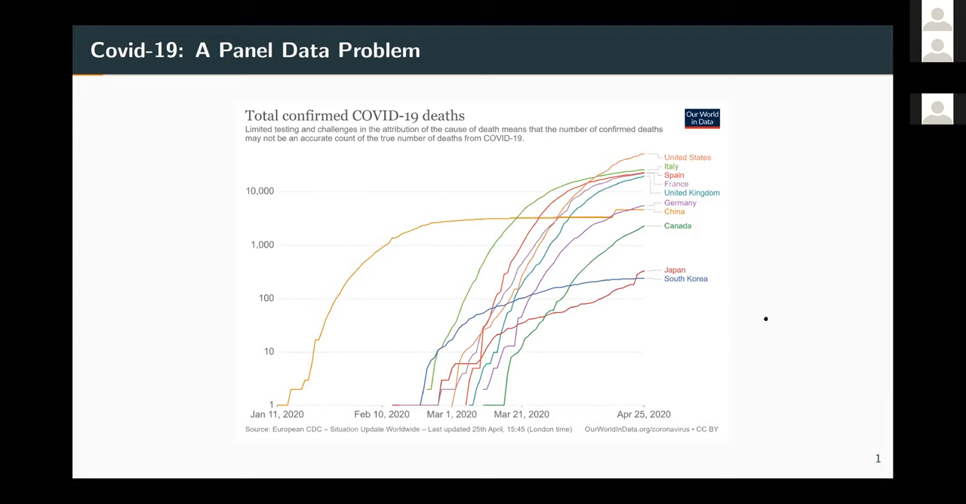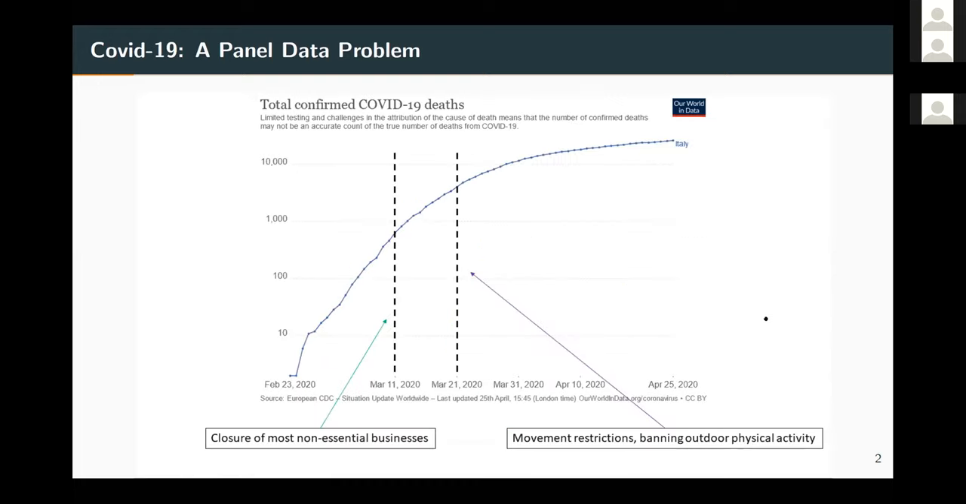naturally, if you're a quantitative researcher, you might be interested in figuring out how you can analyze this data to make policy decisions. So for instance, Italy, during the course of their infection, saw that things were getting very much out of hand. And on March 11th, they closed most non-essential businesses in the country. And then seeing that deaths and infections were not slowing down quickly enough, they implemented nationwide movement restrictions on March 21st.